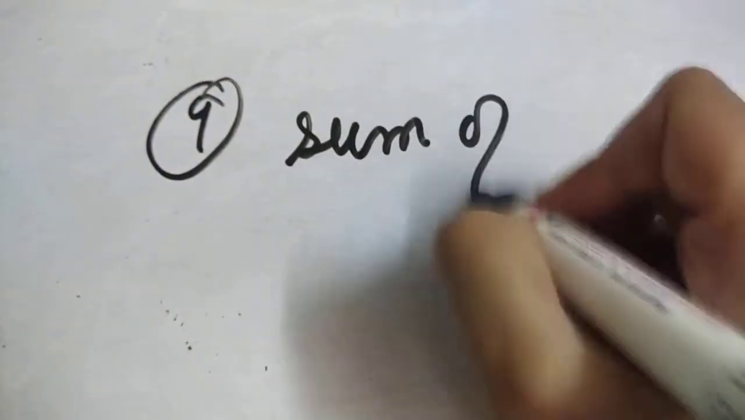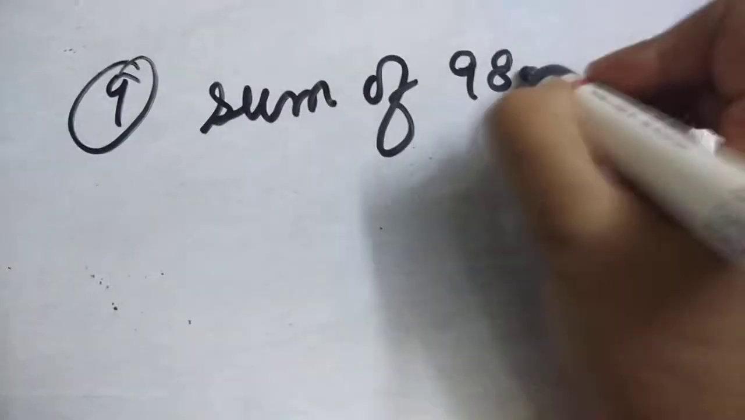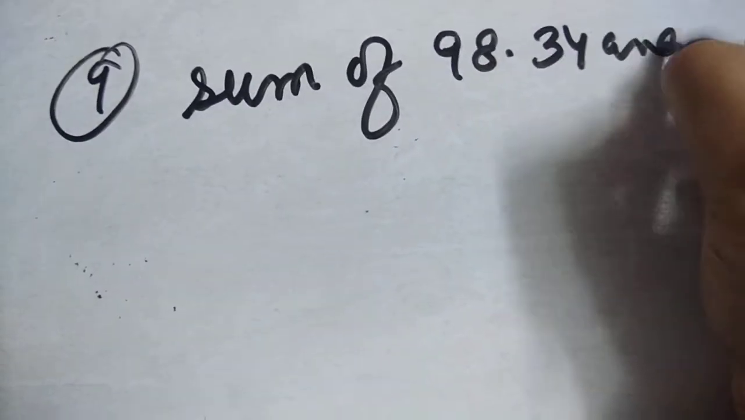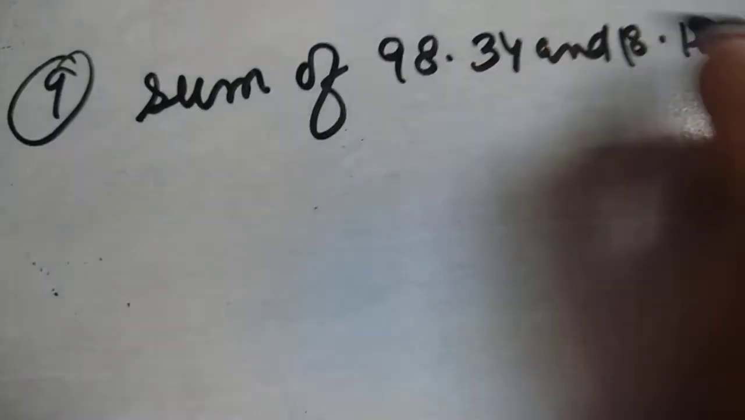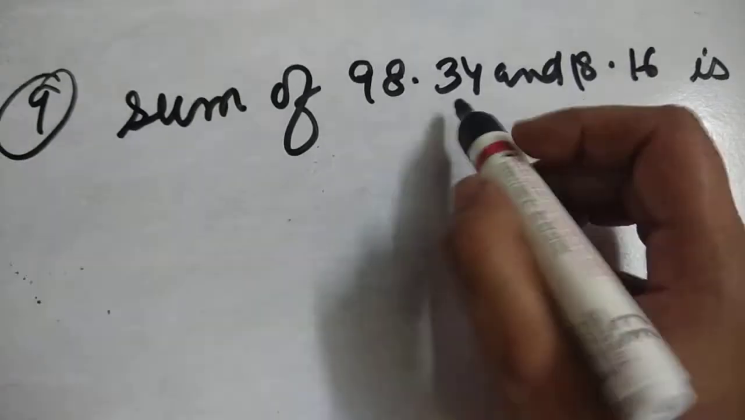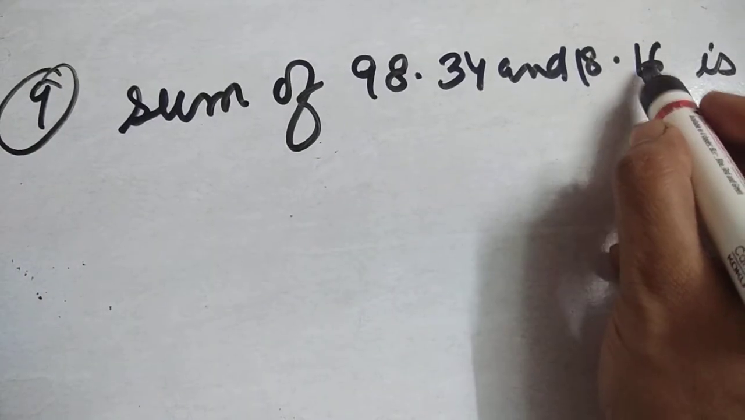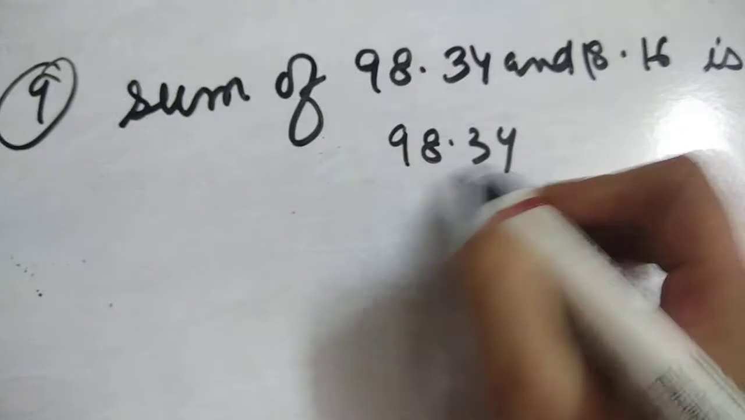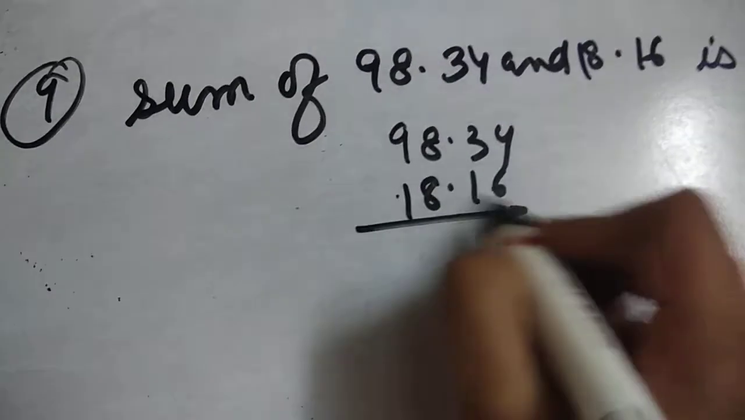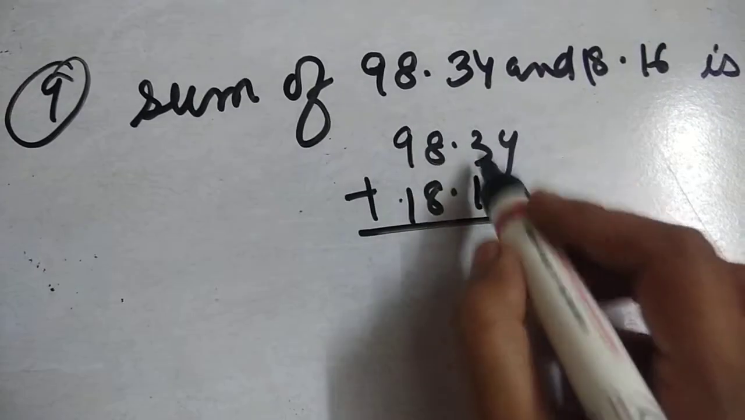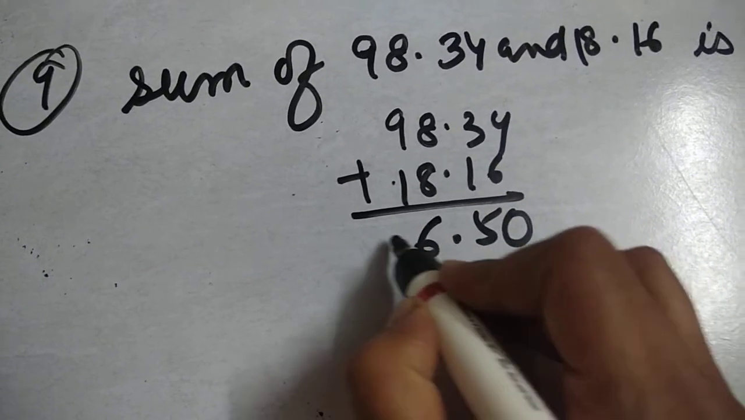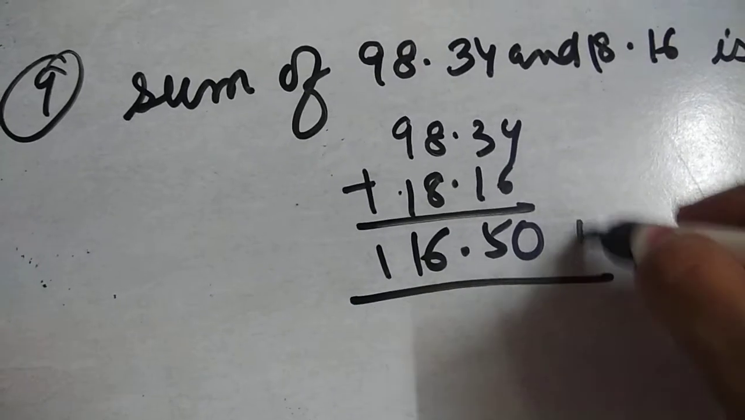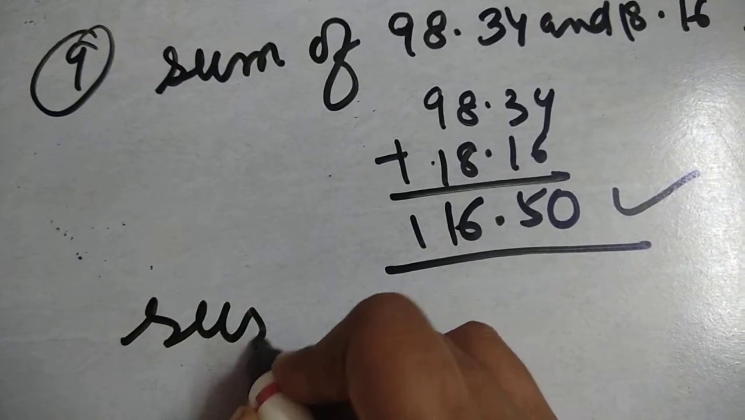Question number 9, sum of 98.34 and 18.16. If we arrange it in vertical order, then it will be like this, and the sum of another two numbers.